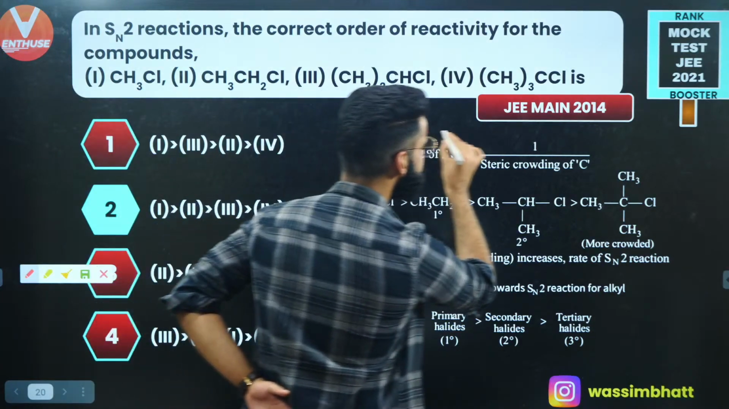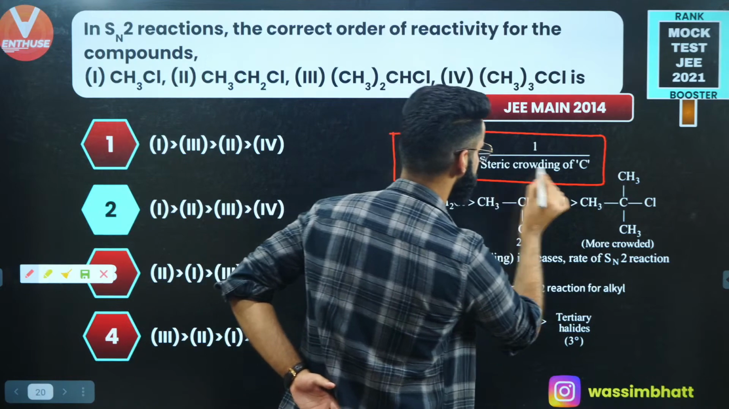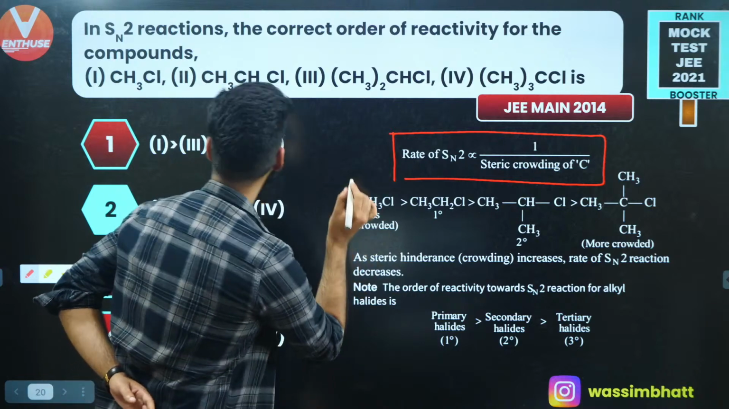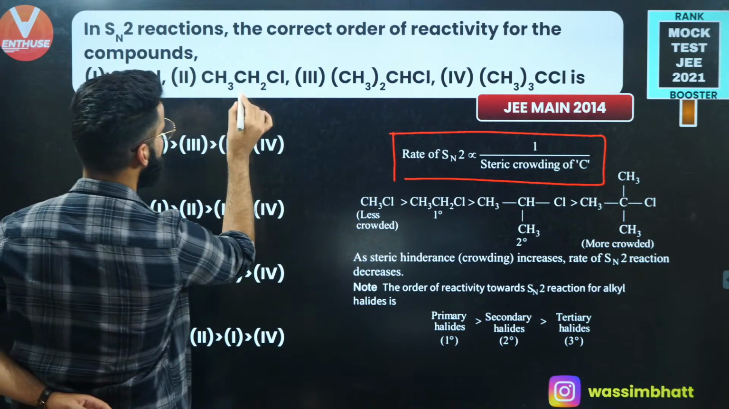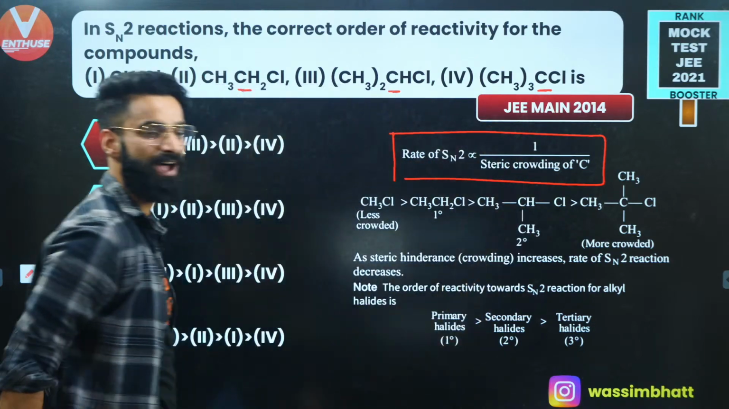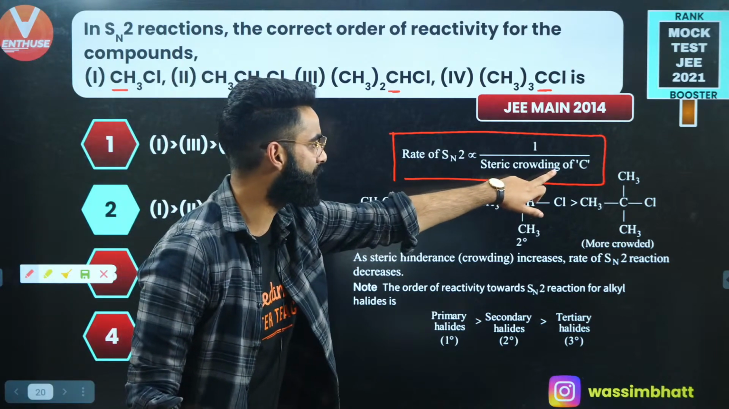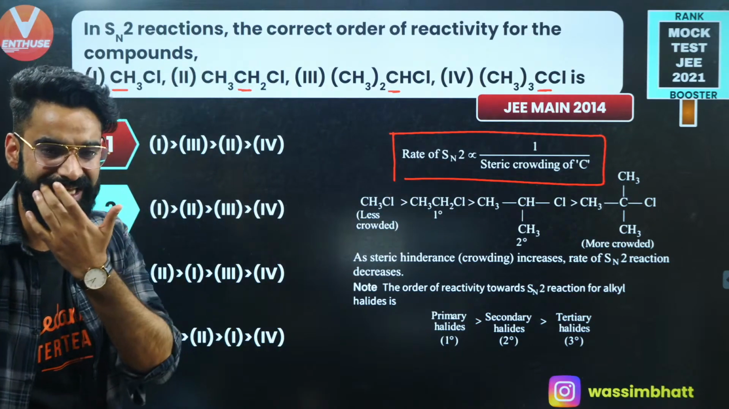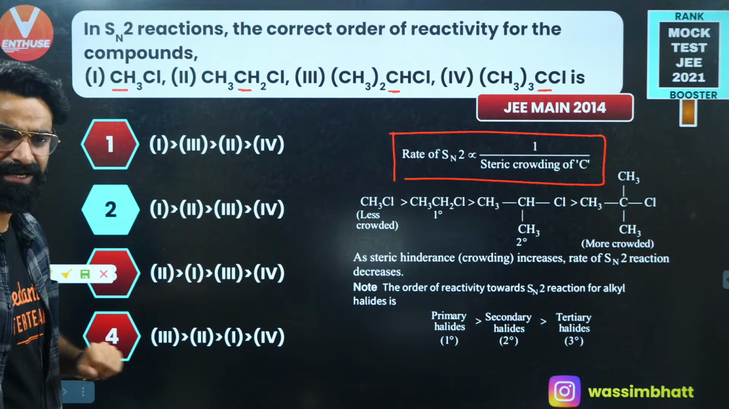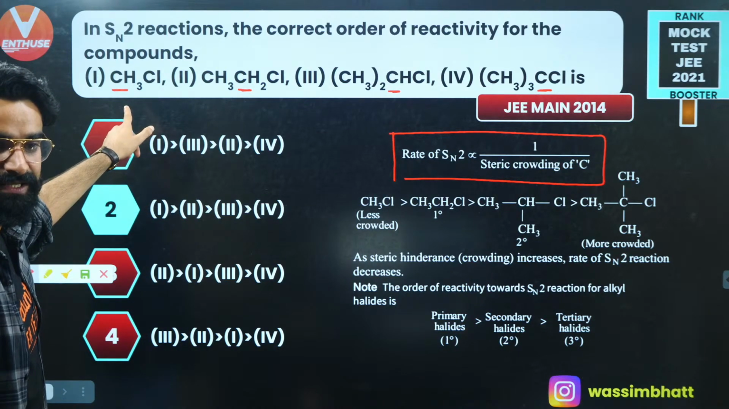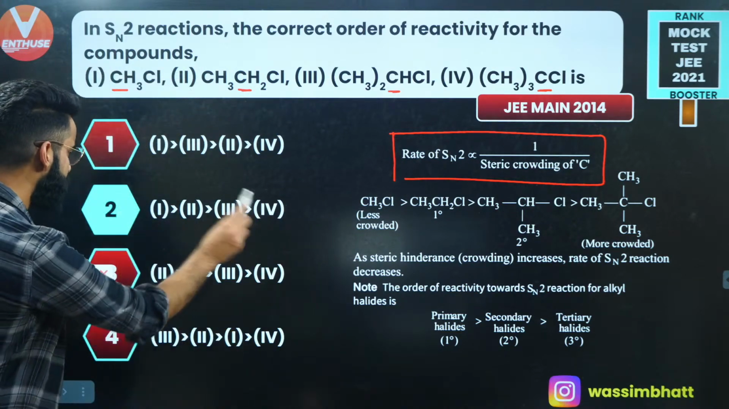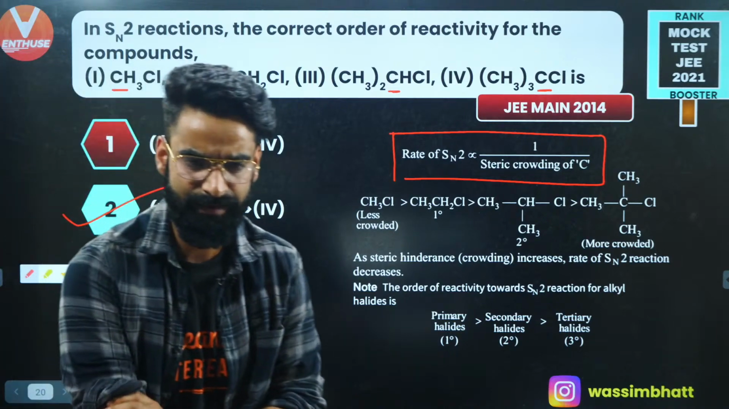The concept is rate of SN2 is inversely proportional to steric crowding of this carbon. If you look at this carbon, similarly, if you look at this carbon, where is the steric crowding of carbon less? Wherever steric crowding of carbon is going to be less, then only rate towards SN2 is going to be more. Steric repulsions in case of this molecule are going to be less. So first one is going to show maximum rate towards SN2, followed by this one, followed by this one, followed by this one. So it's absolutely going to be 1, 2, 3, 4 is the order of this question, right?